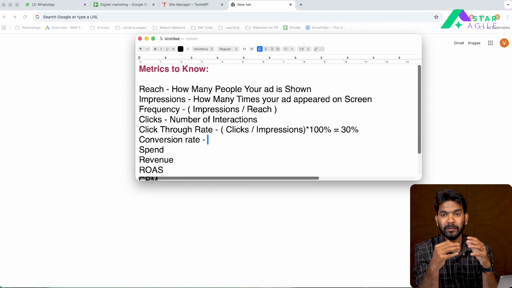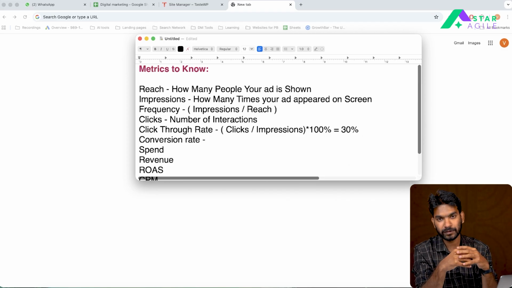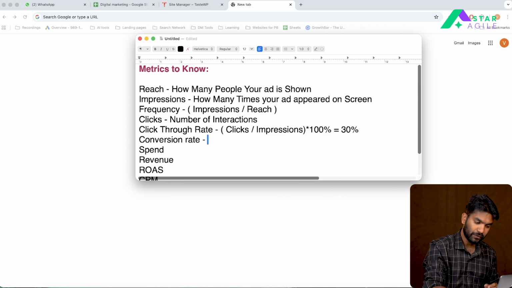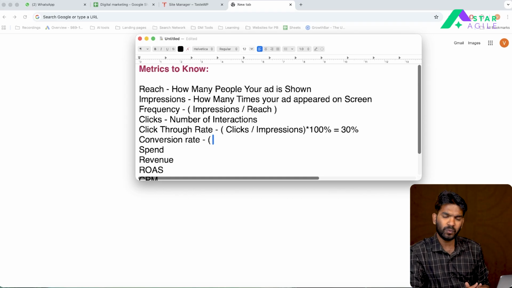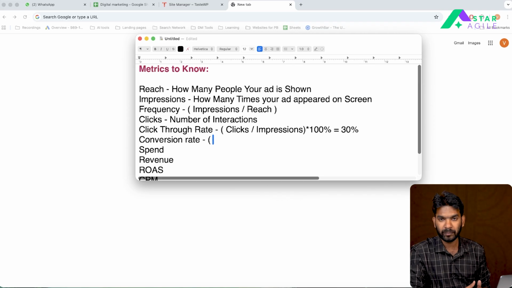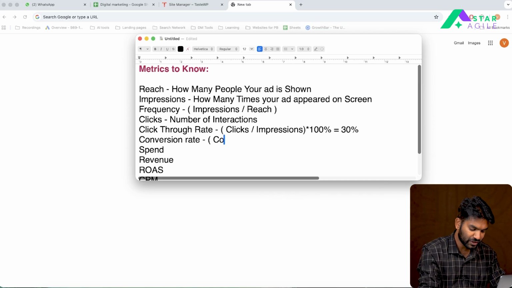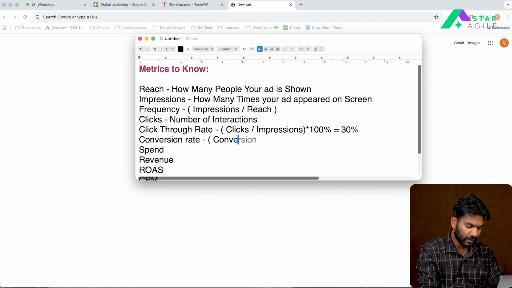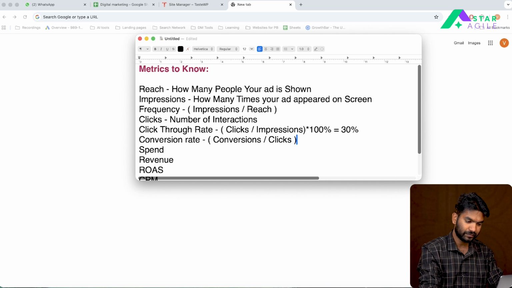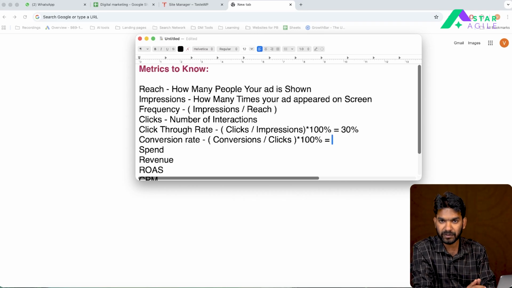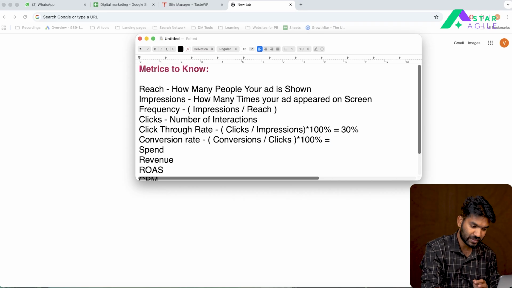Now, all the people who visit the website will not convert. For example, if 20 people visit my website, only 2 people fill the form. Now my conversion rate will be 10%. How? The formula for conversion rate is the number of conversions divided by the total number of clicks, into 100%. That means if 20 people visit my website, only 2 people made the purchase.